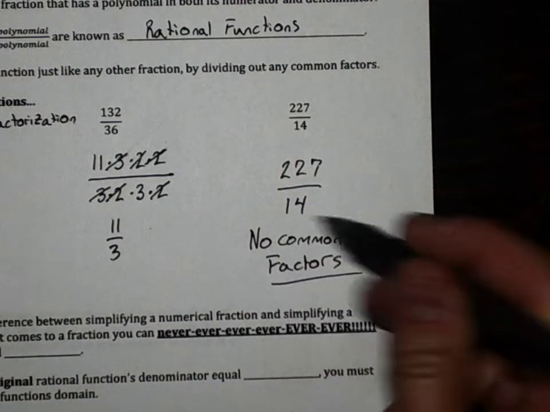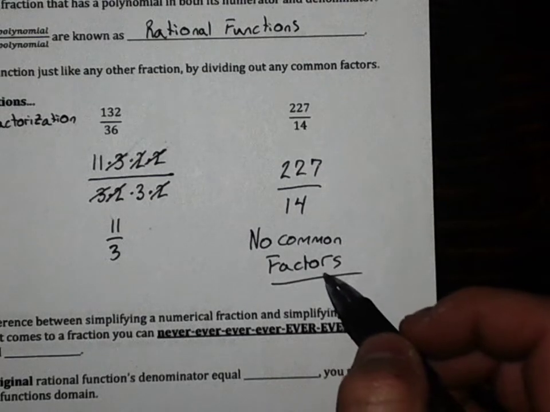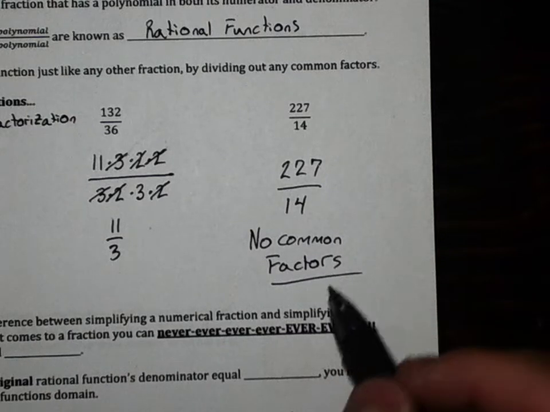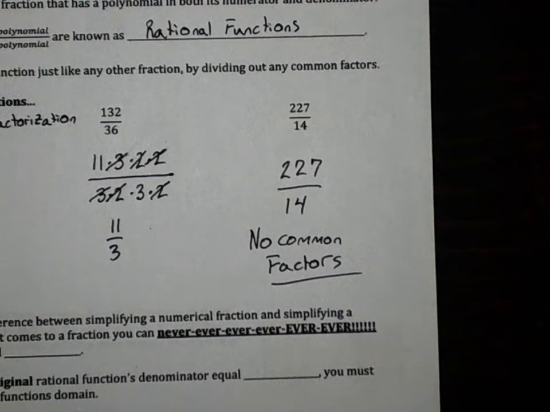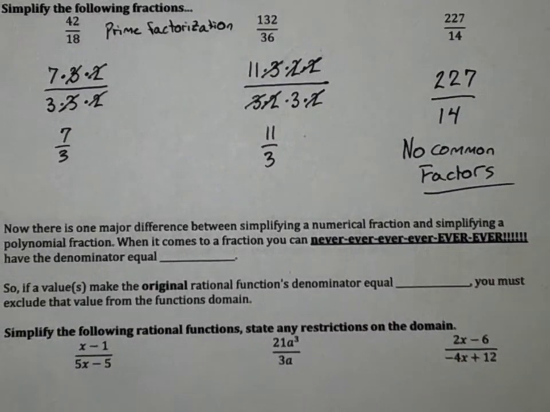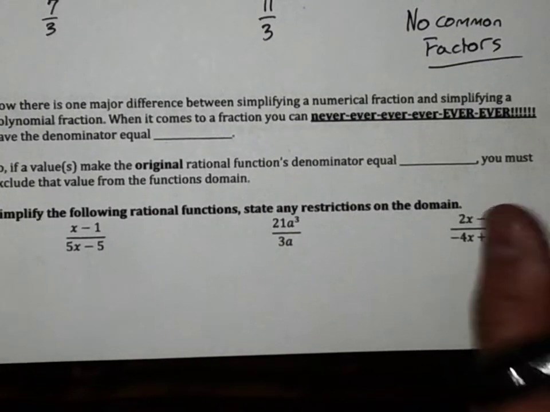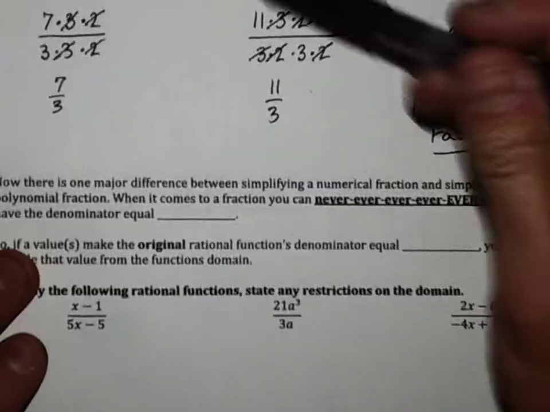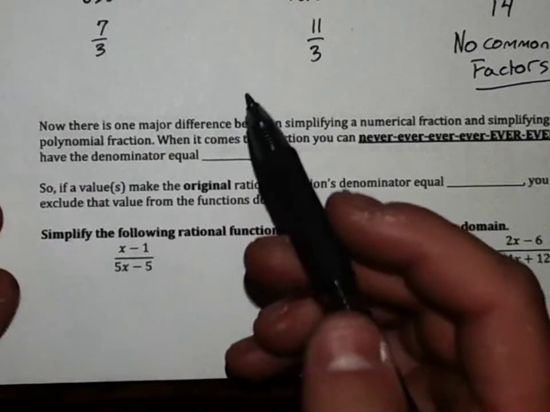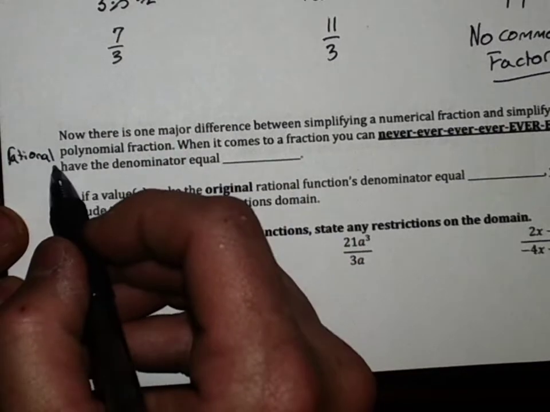Now, this should give you a big idea of where we're headed. Factors. What did we just get done doing in quadratics? We factored quadratics over and over and over. So you're going to be seeing that we're going to be factoring in this unit as well. However, there is one major difference between simplifying numerical fractions, these above here, and simplifying what are called polynomial fractions or rationals. Another name for a polynomial fraction would be a rational.